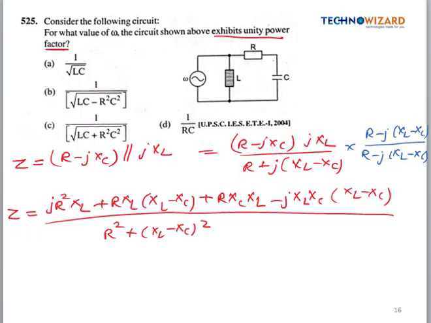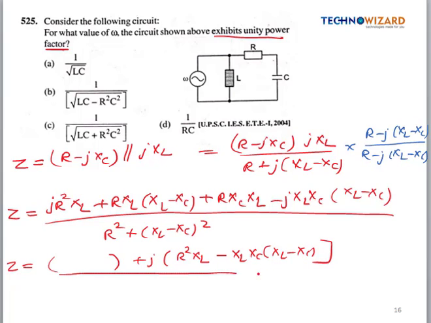So now let's take the imaginary term common. I'm leaving the real part, plus I'm taking the imaginary term common. So this will be R square into XL. Here I've taken j common, so this will be minus XL into XC in bracket XL minus XC, divided by R square plus (XL minus XC) whole square.